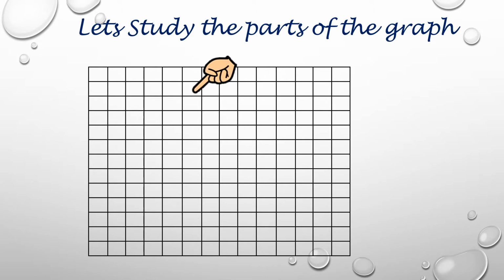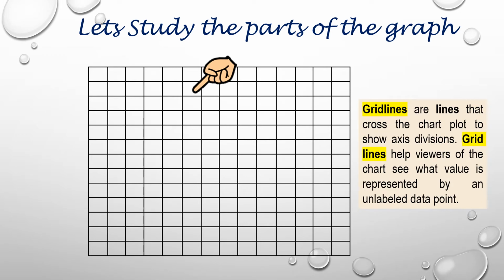Anong tawag natin dyan? We call that one the grid lines. Pag sinabi natin grid lines, these are the lines that cross the chart plot to show axis divisions. So, para makita natin yung x-axis and y-axis, meron tayong grid. The grid lines help viewers of the charts to see what value is represented by an unlabeled data point.